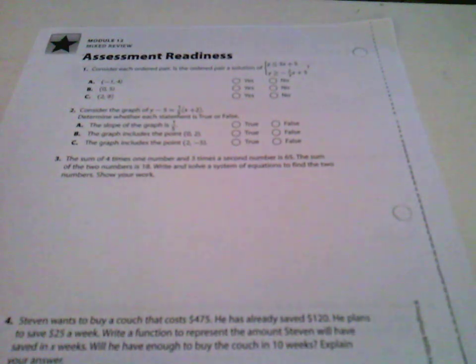Alright, so this next problem, it sounds tricky when you first read it, but it's actually kind of fun in my opinion. Let's go through it. The sum of 4 times one number and 3 times the second number is 65. The sum of the two numbers is 18. Write and solve a system of equations to find the two numbers. Show your work.